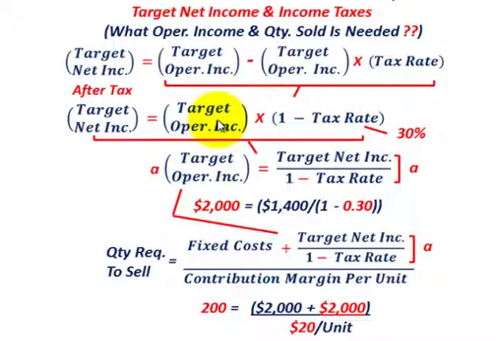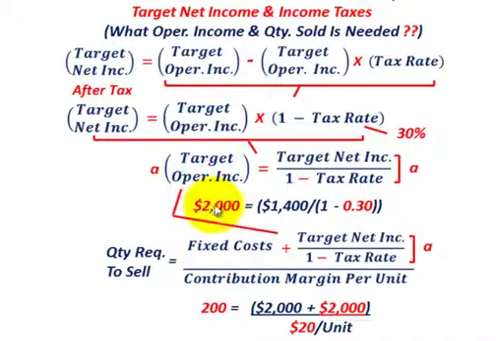Now we can rearrange this equation and isolate our targeted operating income on this side. That means you take your targeted net income and divide it by 1 minus your tax rate. That's all we're doing, just isolating your targeted operating income. And remember, the net income here is after your taxes. Just rearrange the equation, and now we can determine what our targeted operating income is.